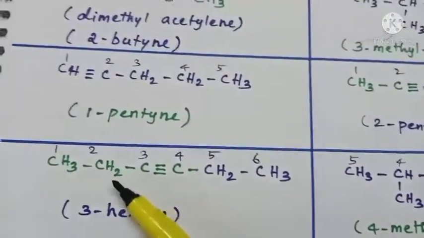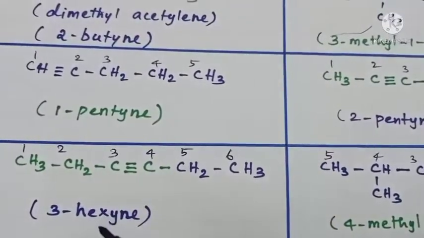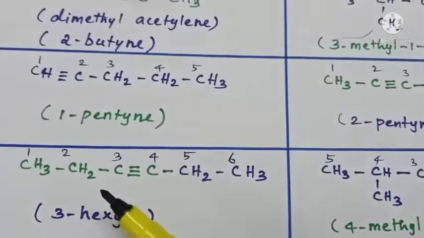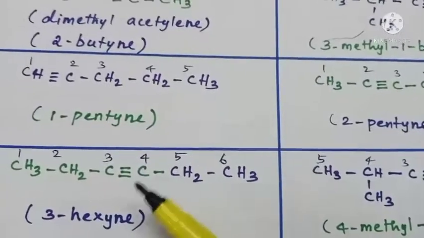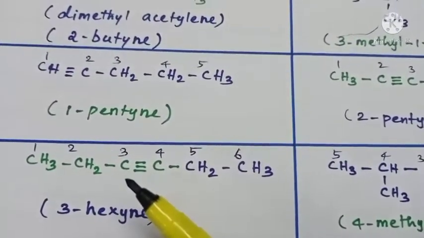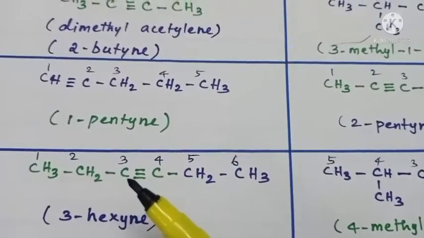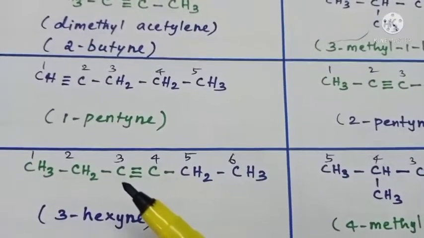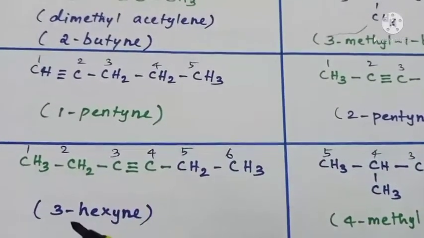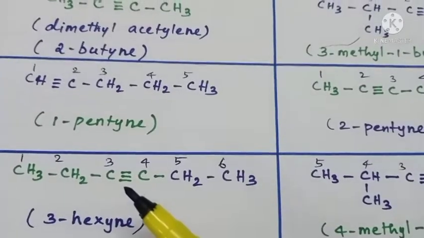So the IUPAC name: longest carbon chain, parental carbon chain. This one, 6 carbon atoms. So hexane. Triple bond numbering can be done in any way, because the triple bond is exactly at the center of the parental carbon chain. So you can proceed either in a forward direction or backward direction. Anyway, the triple bond carbon gets the least number, 3. So it is called 3-hexyne. 6 carbon hexane, triple bond next to the third carbon, 3-hexyne.